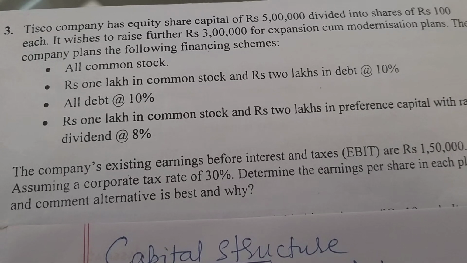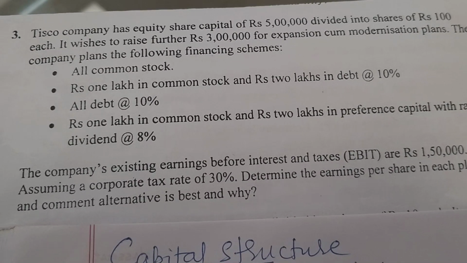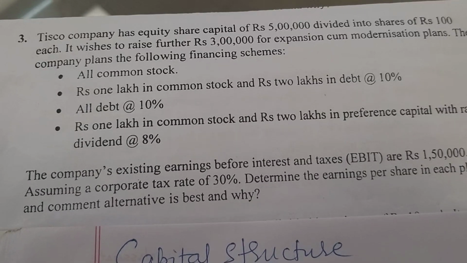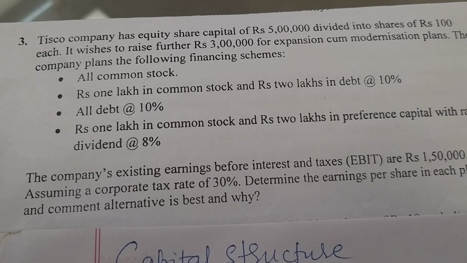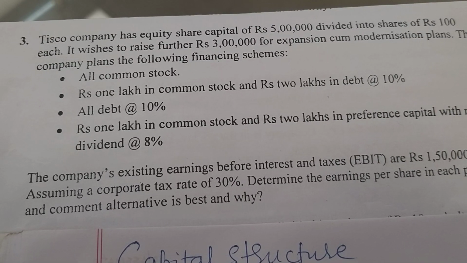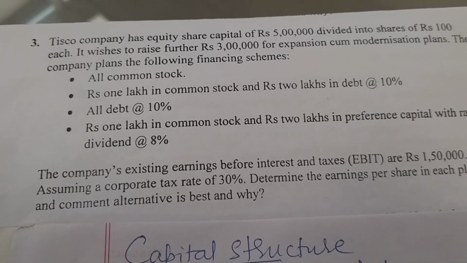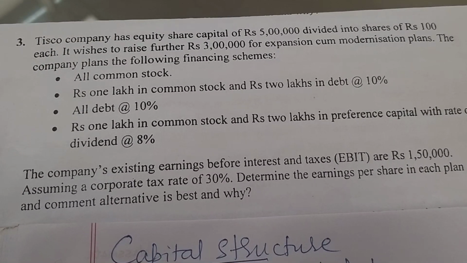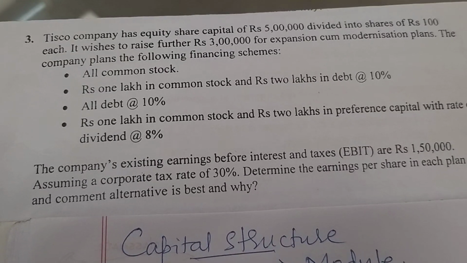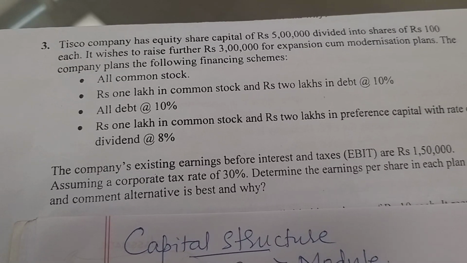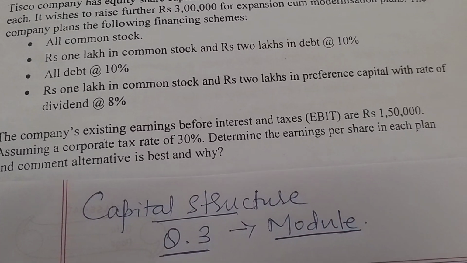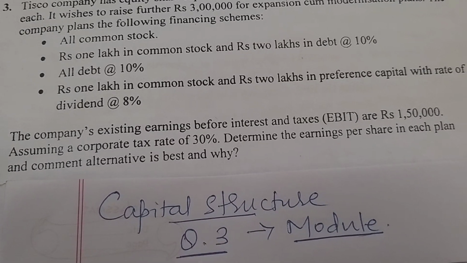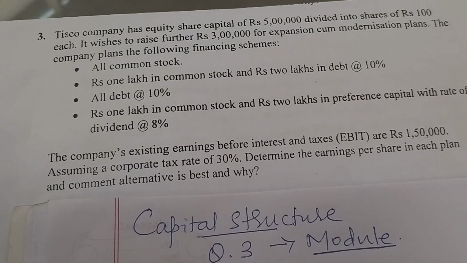It says that there is a company who already have a capital of rupees 5 lakhs divided into shares of 100 each. So that is, they have 5,000 equity shares of 100 rupees each. They want another 3 lakh rupees for expansion and modernization. So the company plans some alternatives, 1, 2, 3, 4, etc. And the EBIT has also been mentioned as 1,50,000. Assuming a corporate tax of 30%, find out the EPS.